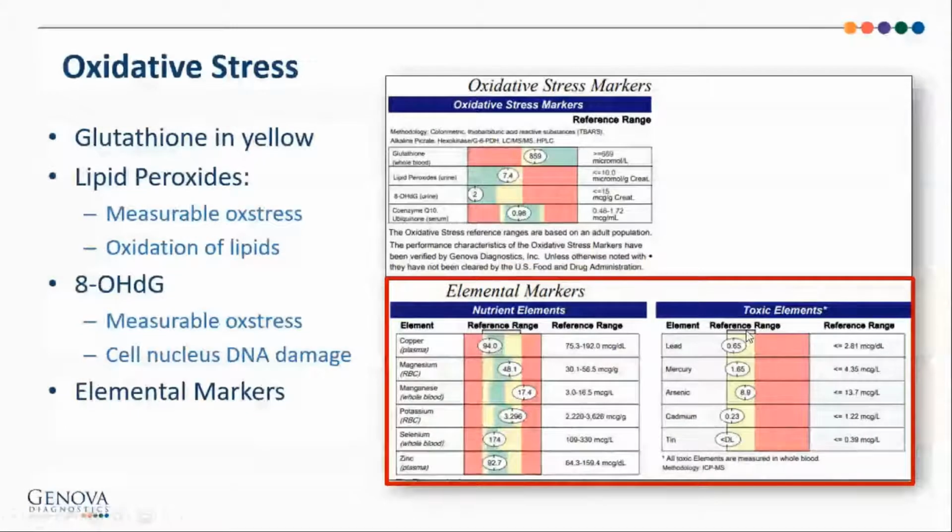When we talk about the toxic elements, we're looking at exposure, and these are all whole blood exposure. So if you're in the yellow, you're in the reference range, but in the red, you have an elevation to address, an exposure to address.